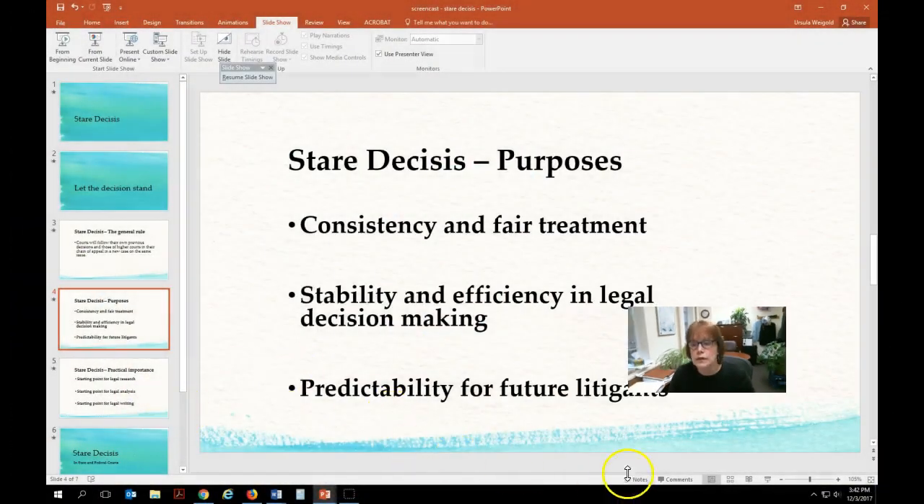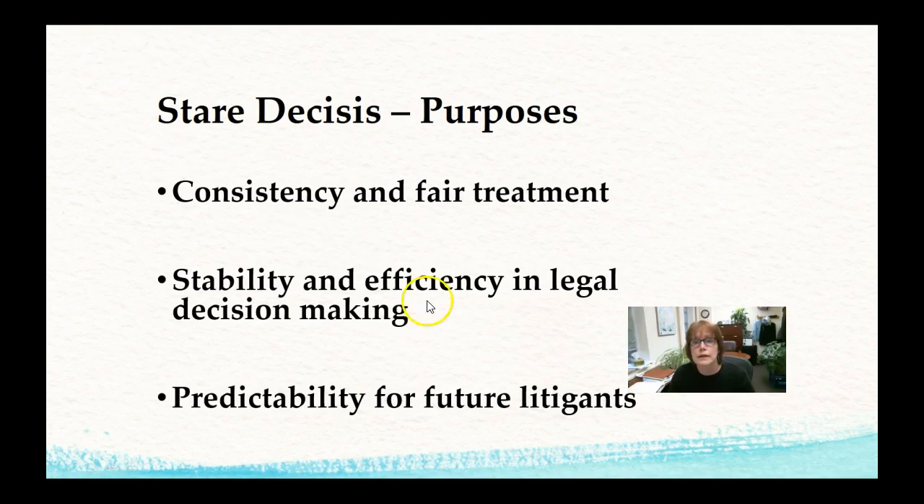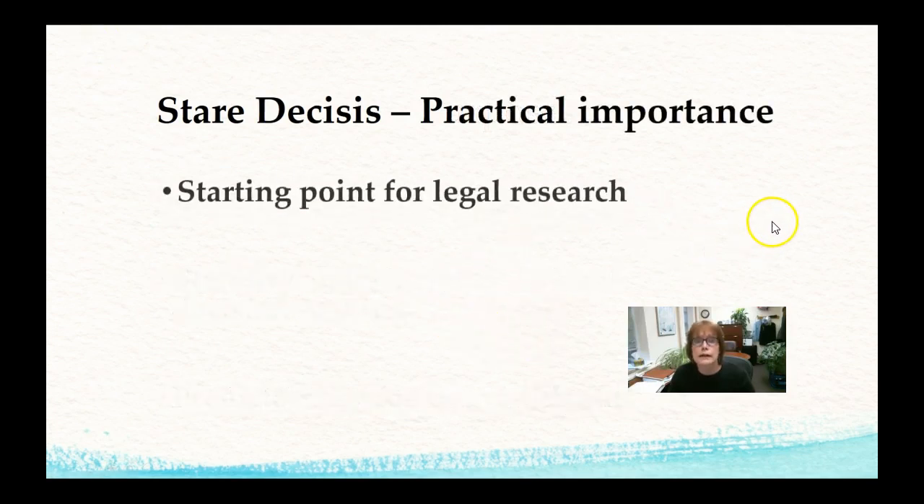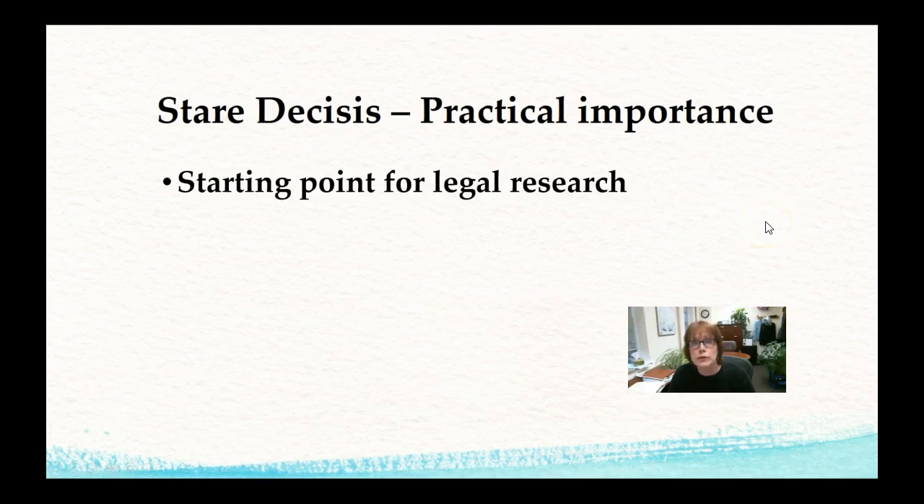So let's take a look at how stare decisis works in practice. First of all, it's going to be the starting point for legal research. If your goal in legal research is to find controlling law for your client's situation, then of course you need to know what controlling law consists of.